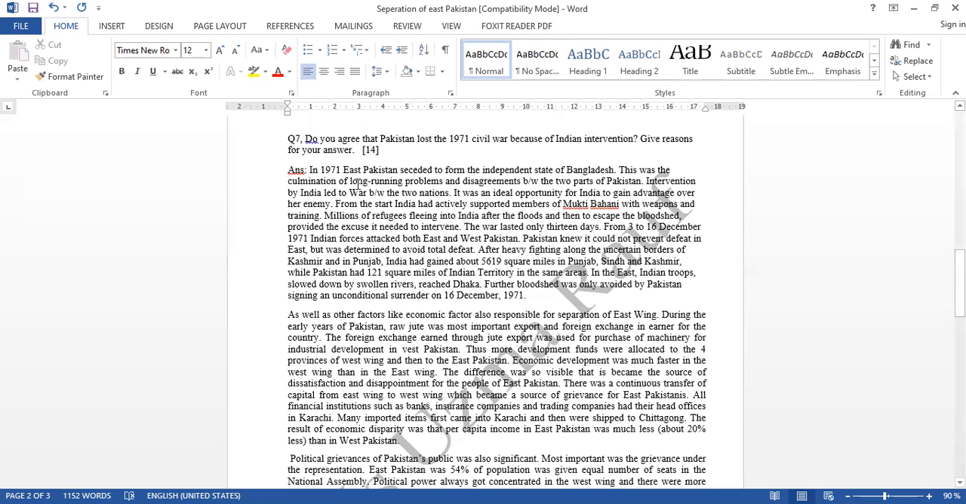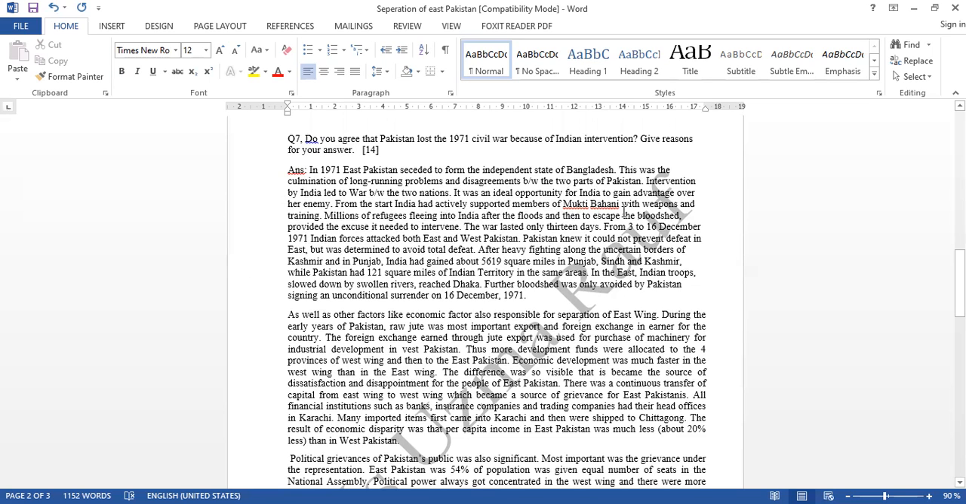In 1971, East Pakistan succeeded in forming the independent state of Bangladesh. This was the culmination of long-running problems and disagreements between the two parts of Pakistan. Intervention by India led to war between the two nations. It was an ideal opportunity for India to gain advantage over her enemy. From the start, India had actively supported members of Mukti Bahini.